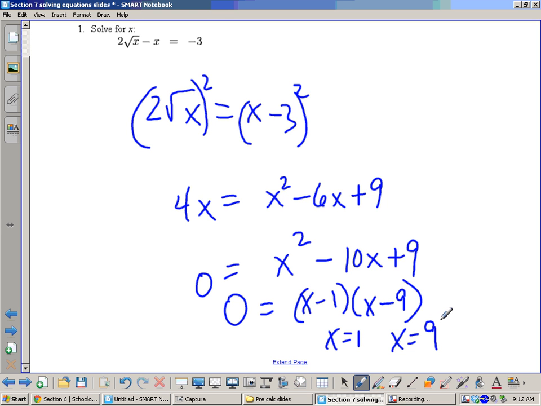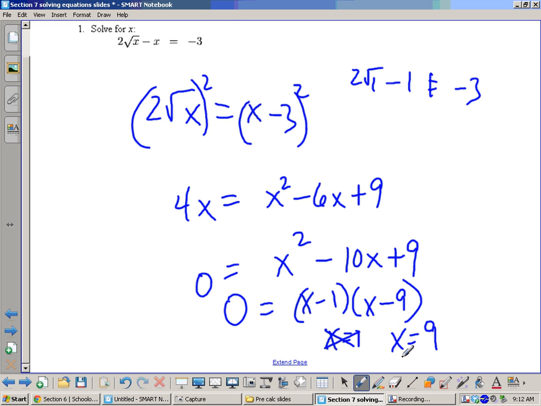Now this is an example or a situation where you have to check both of your answers again. You want to make sure that they work in the original problem. So you'd have to take the square root of 1, so you'd have 2 times the square root of 1 minus 1, and you got to see if that's going to equal -3. Well, we can see that this is going to be 2, and 2 minus 1 is not equal to -3, so that one doesn't work. X equals 1 does not work. 9, I think, does. We get, let's see, 9, 3, 6, 6 minus 3, -3. I'm off by a negative here.